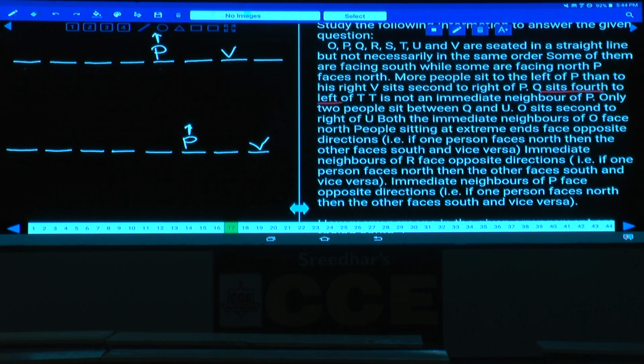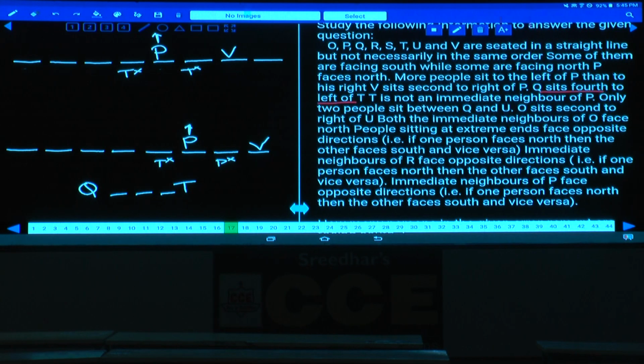Q sits 4th to the left of T. Whatever this Q, Q is 4th to the left of T. Q sits 4th to the left of T can be written like this. T is not an immediate neighbor of P. As T is not an immediate neighbor of P, T cannot be here, and T cannot be in these 2 places. Now, tell me what are the different possibilities for this T.